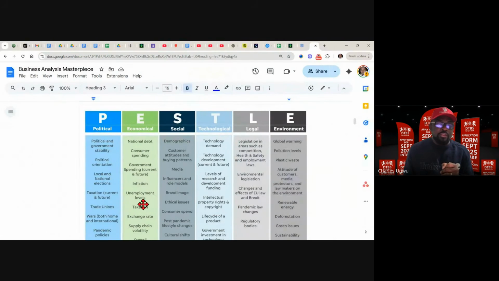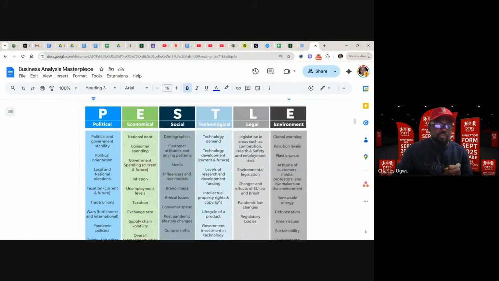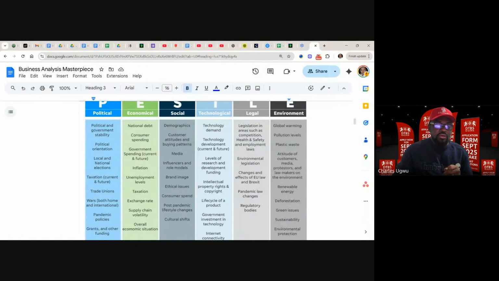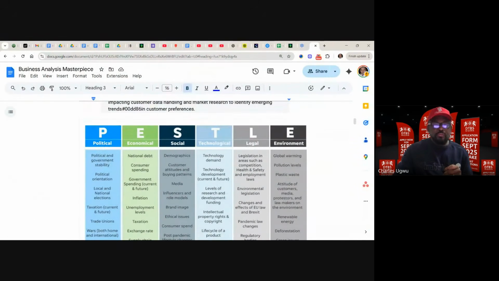You see, unemployment level, is it affecting us? As a matter of fact, in our social media platform, we have a feature for jobs. So if we optimize it and it starts working like LinkedIn, unemployment is even going to fuel or increase activity, because people will always be spending a lot of time with us looking for jobs. Taxation, exchange rates, supply chain volatility, overall economic situation.